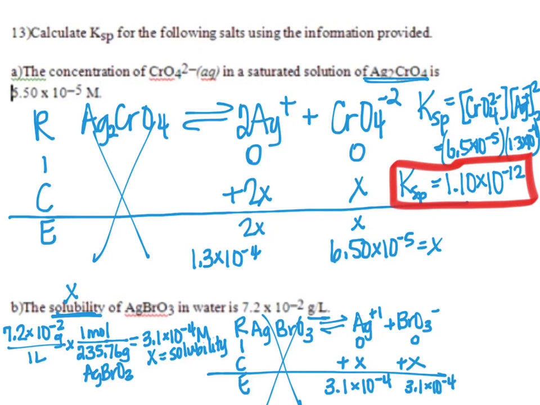So now we can solve for our KSP value. Get your equilibrium expression: KSP is equal to silver times bromate, which is 3.1 times 10 to the negative 4, squared. And what do you get? 9.61 times 10 to the negative 8.